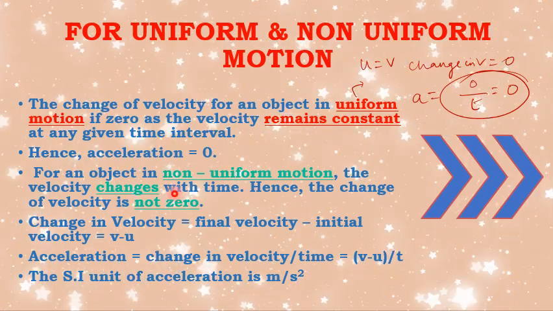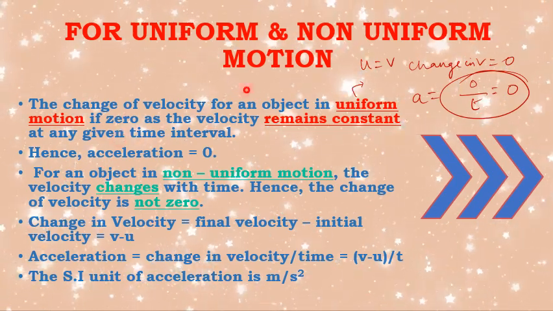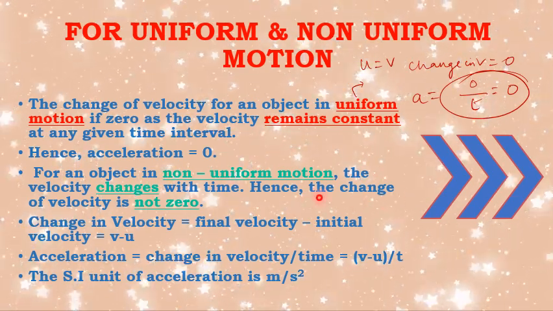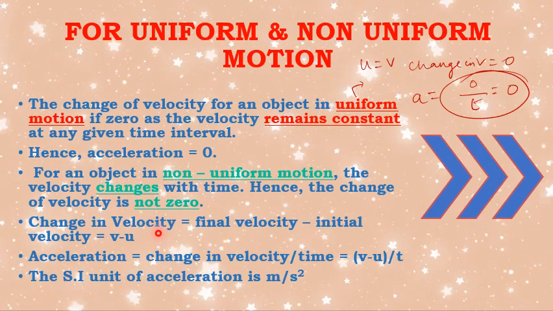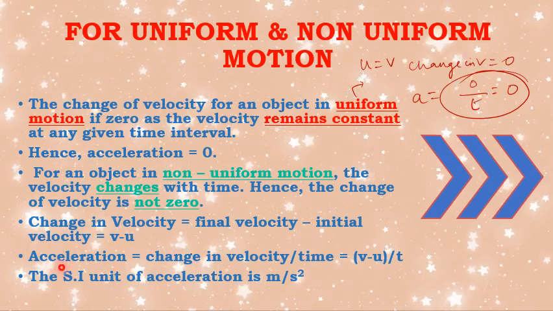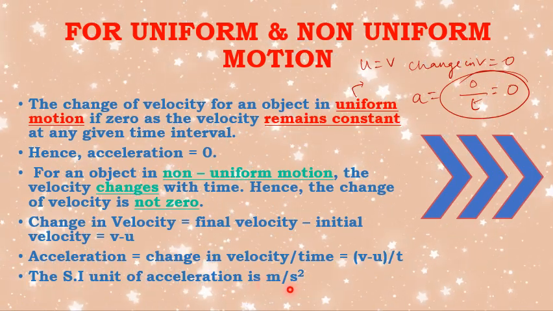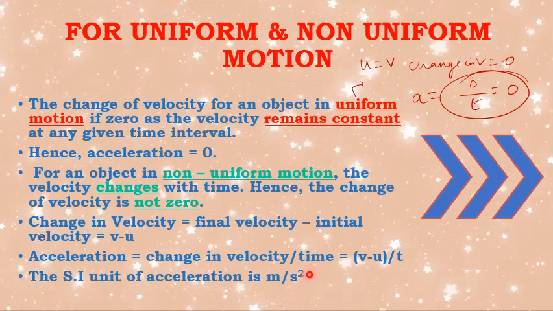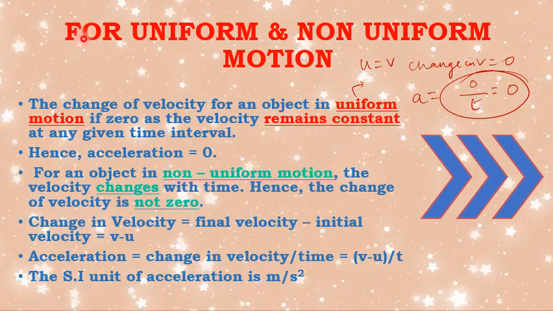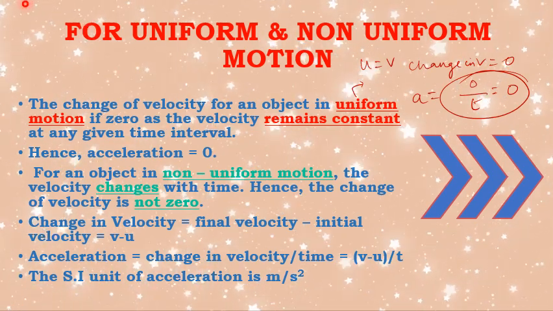But for non-uniform motion, the velocity will keep on changing with respect to time. Hence, the change of velocity is not going to be 0 because you will have a value for v minus u. So this acceleration will have a value. Again, the SI unit of acceleration is meter per second square. That is not going to change, be it any type of motion.